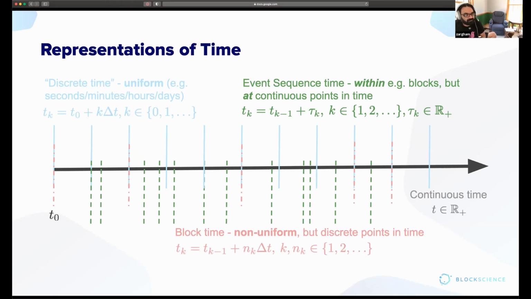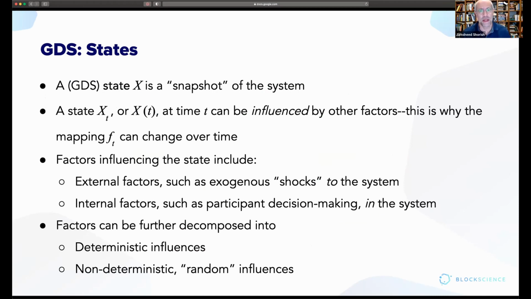Thanks. So just to give you some ideas of the different building blocks of GDS, this is again building out what we would look at as abstractions of what we're seeing inside the systems that we're looking at or under study. This idea of the state is a snapshot of the system at a particular location in time or a particular event, and it is influenced by other factors. As was just mentioned by Kurt, this idea that the mapping can change over time is being influenced by other factors.